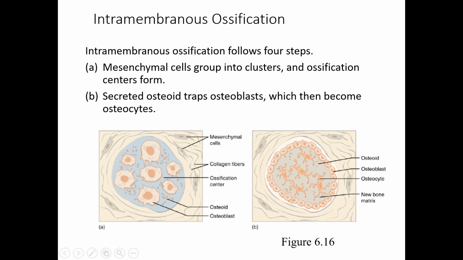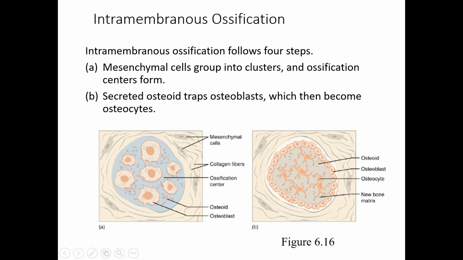How exactly does intramembranous ossification happen? If we look at that thin layer of the membrane, intramembranous means inside of the membrane. So inside of the membrane, special cells called mesenchymal cells group and form clusters. It's a group of cells, and they turn into osteoblasts.